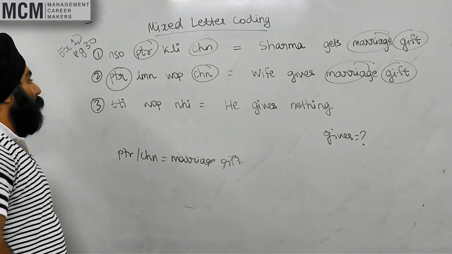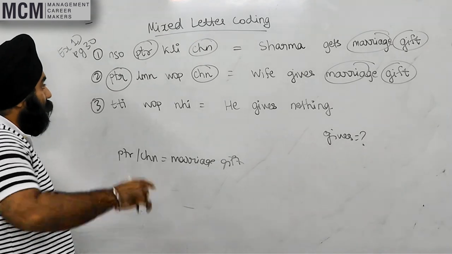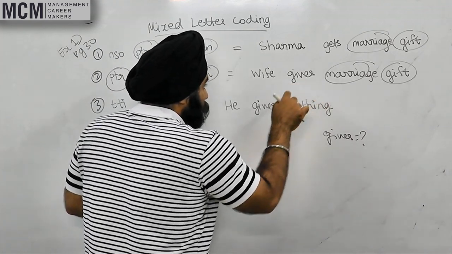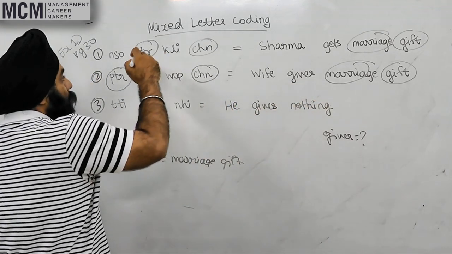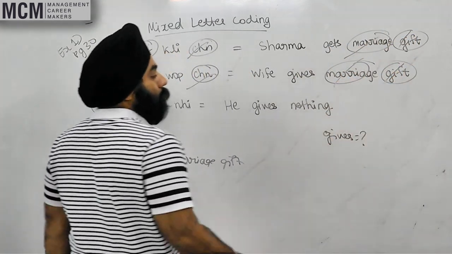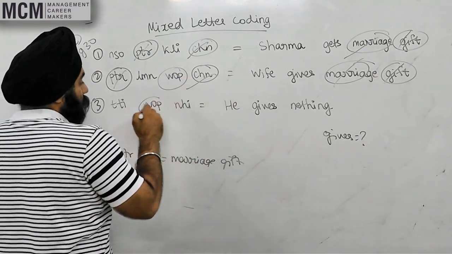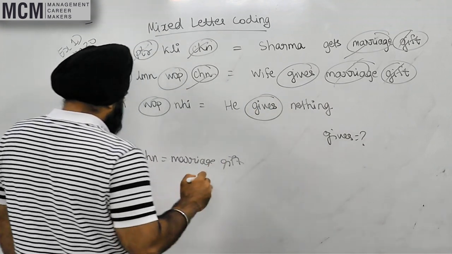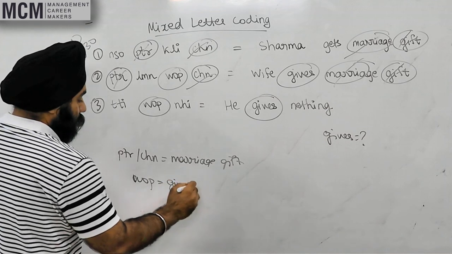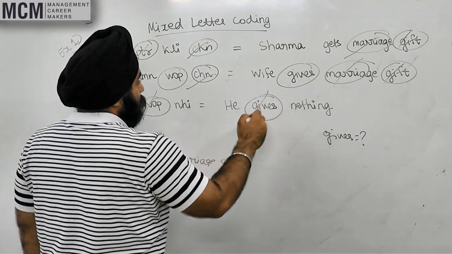Now let's compare 2 and 3. What is common? The word gives is common. Also, PTR is already being done, you can cancel it out. You know, gives is common. What is common over here? WOP. So, you know for a fact WOP is gives, you can cancel that out.